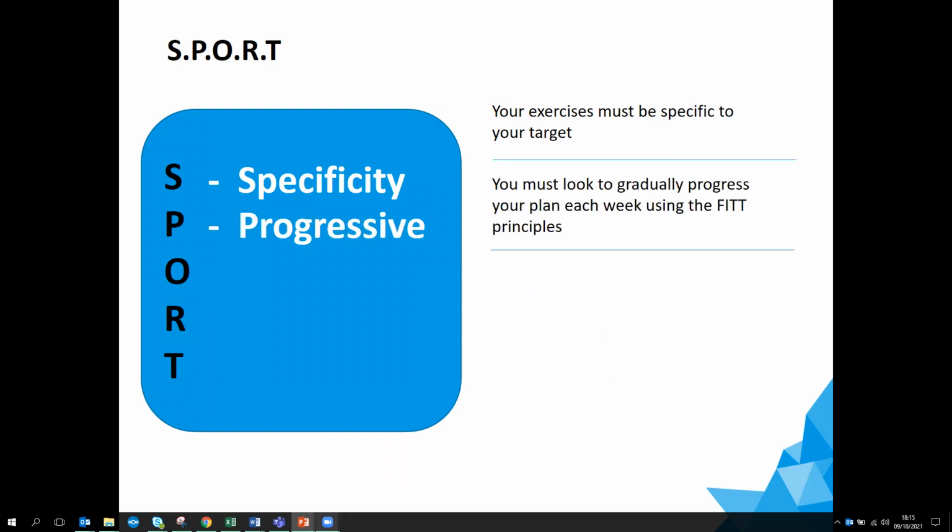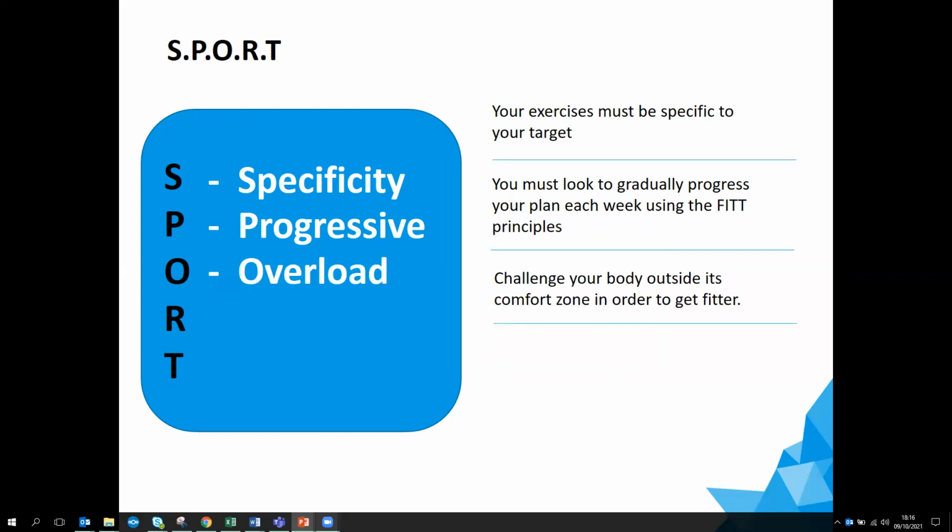P is for progression. So in order to progress, you need to make sure that your body is pushed beyond its usual needs. If you complete the same training every week, your body would become used to it and wouldn't improve. So when you're writing your program, you need to make your plan progressively harder. And you would do this by increasing the FIT principles that we looked at earlier. So for example, increasing the amount of weight you lift, completing more repetitions, having longer sessions, or having less rest.